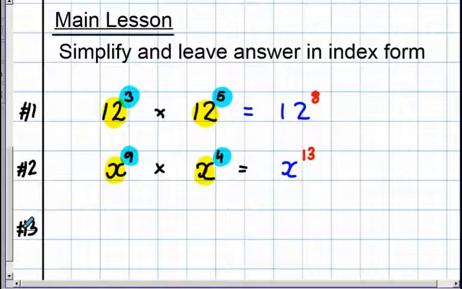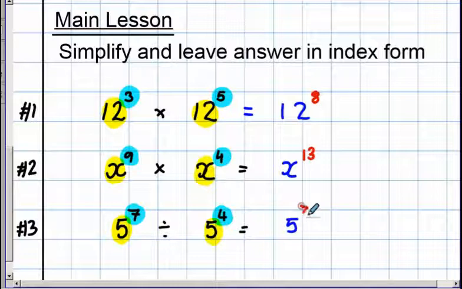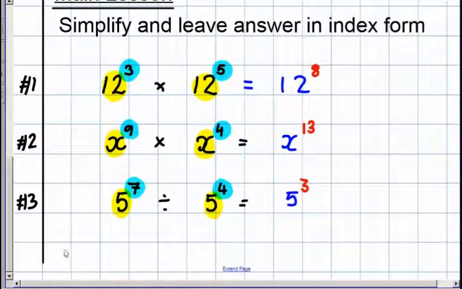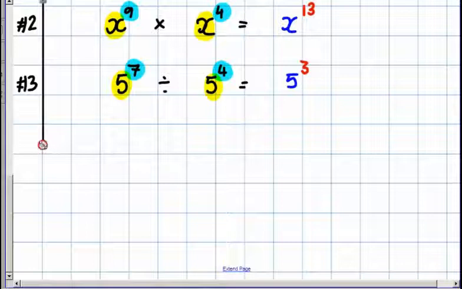Example 3. But what about division? Here you go. 5 to the power of 7 divided by 5 to the power of 4. Well, your answer is going to be, because the bases are the same, 5 to some power. But because you're dividing, instead of adding the powers, you take them away. 7 take away 4 is 3. See that once more. So copy down, boys and girls.